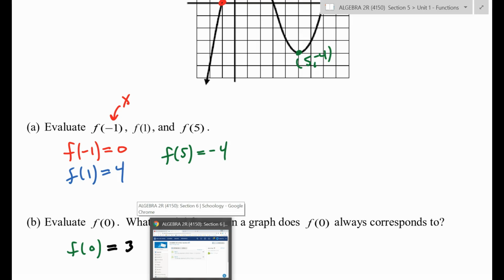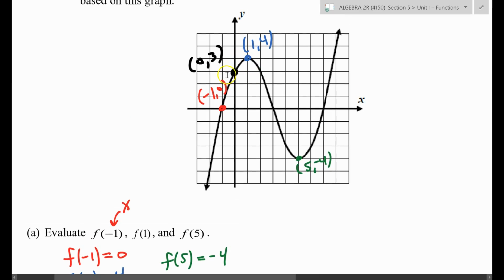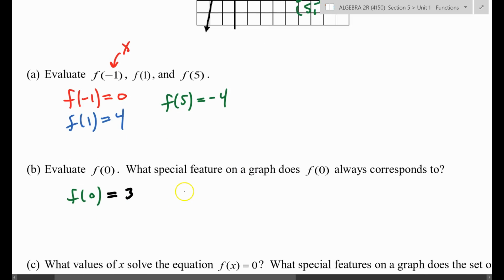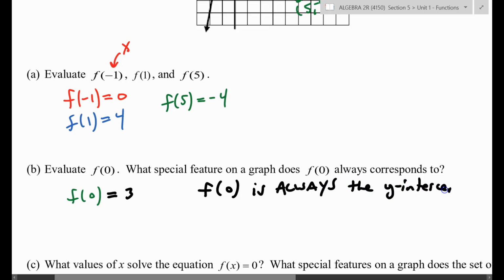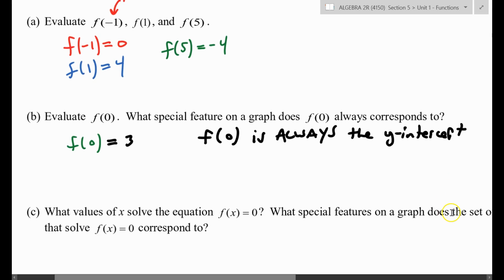Hey, that's the y-intercept, isn't it? Isn't this black point right here where this function crosses the y-axis? So that has a special name. This is called the y-intercept. So f of 0 is always the y-intercept. Guys, I can promise you, guarantee you, 100%, no doubt about it, that is one of the questions on your exam. Star this. f of 0 is always the y-intercept.